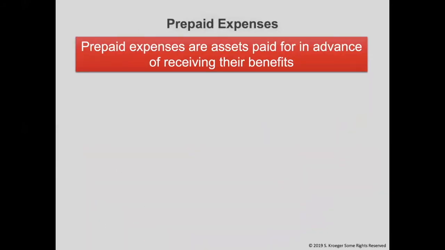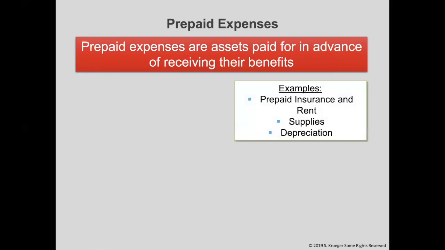Next, we have prepaid expenses, which is even more complicated than unearned revenue. This is because there are a few different types of entries here. We will cover 3 different examples. Prepaid expenses are when cash is paid in advance of receiving their benefits. This business will pay for an expense and it will be used later. Examples include prepaid insurance, prepaid rent, supplies, and depreciation.